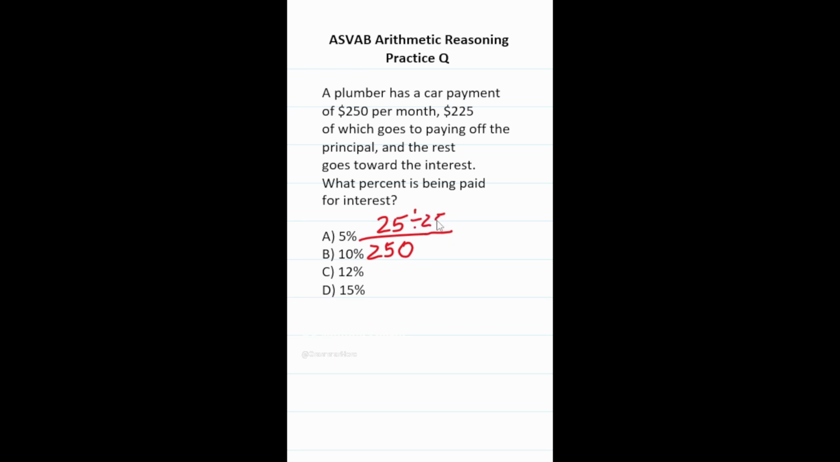That said, you should see that we can also simplify this by a common factor of 25. 25 divided by 25 is 1. 250 divided by 25 is 10. This is the same thing as 0.1. You should know that, which is the same thing as 10%. In other words, 10% of his payment is for the interest. The answer choice is B.